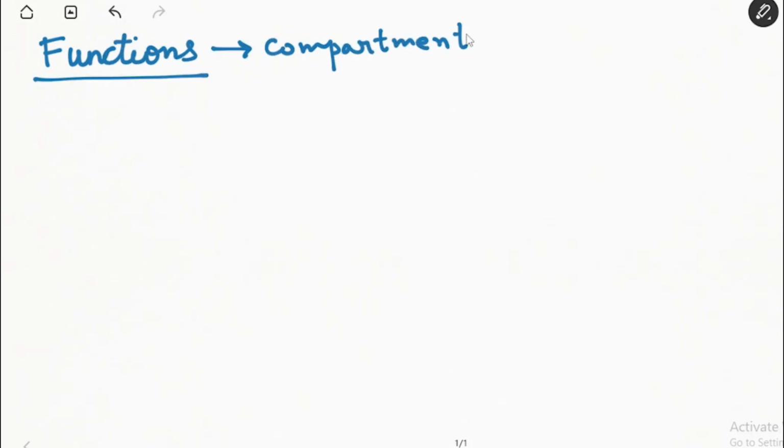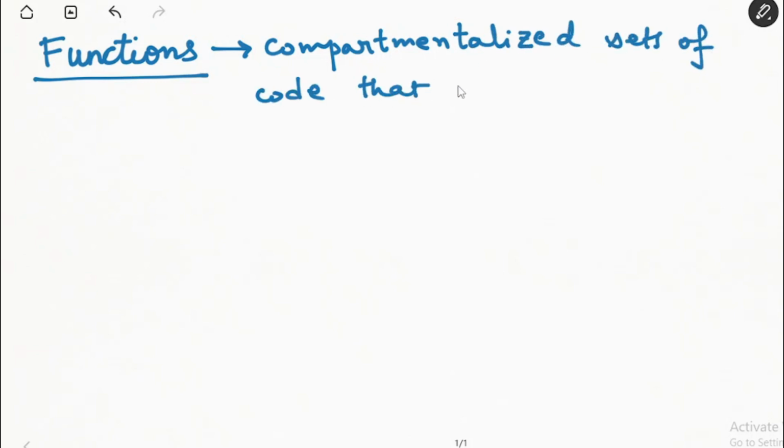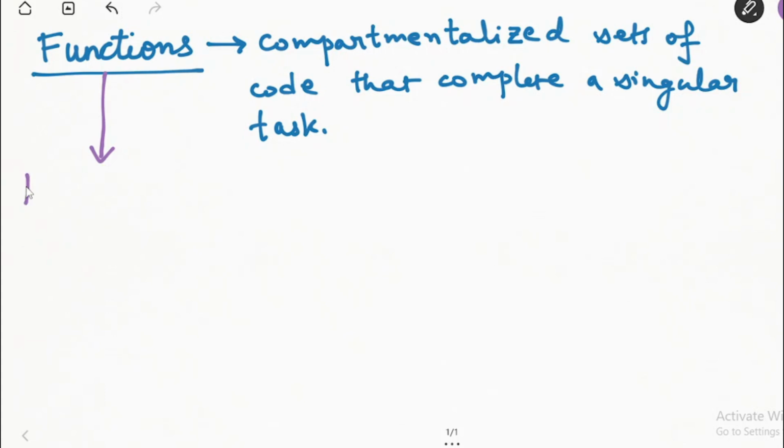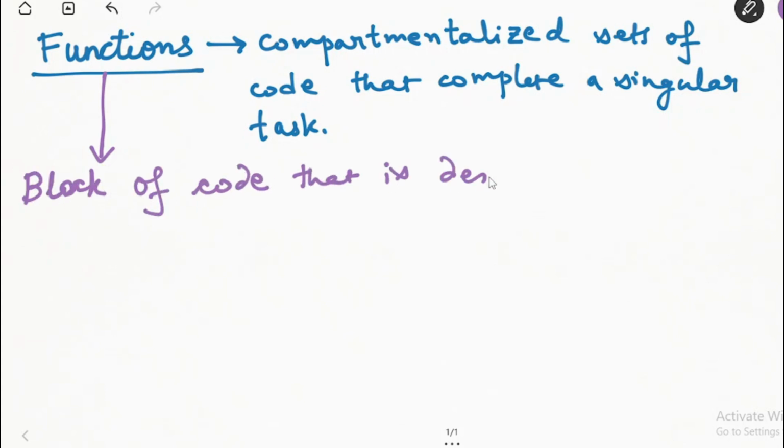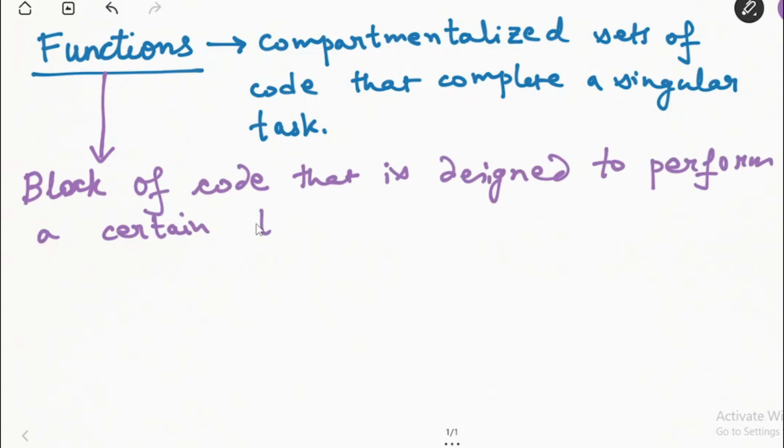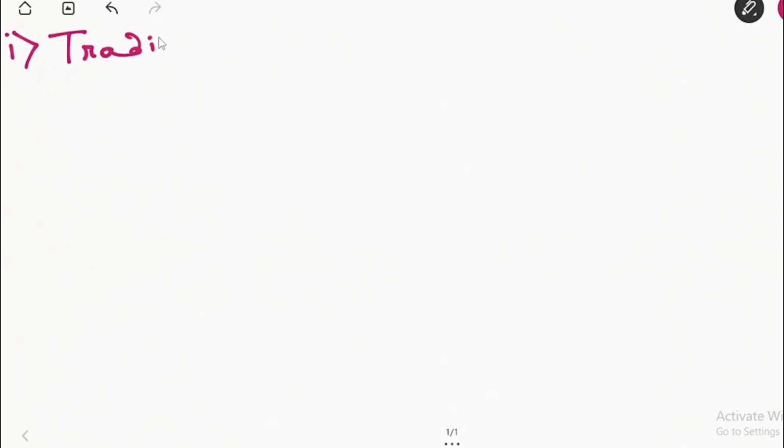So functions are essentially compartmentalized sets of code that complete a singular process. In short, we can say that functions are blocks of code that are designed to perform a certain task. Let's go through the traditional function syntax.